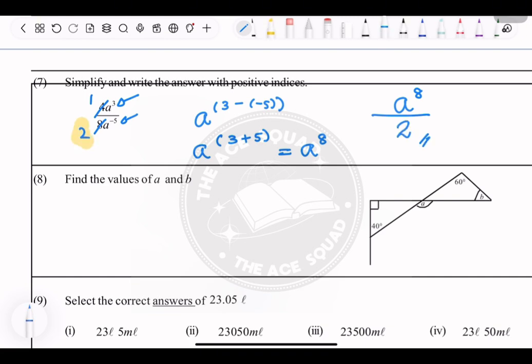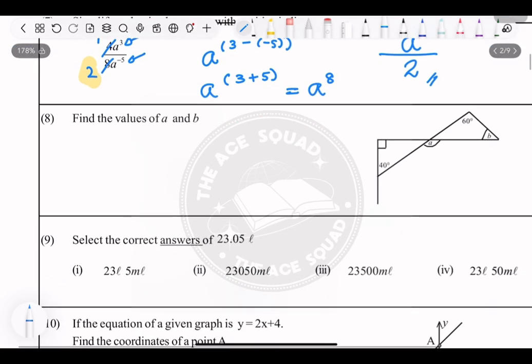I hope that's clear. And 8th question, find the value of a and b. So look at a here and b here. You have the data required to find a. So let's first find a, then using that you can find b. So for a, what can we use?